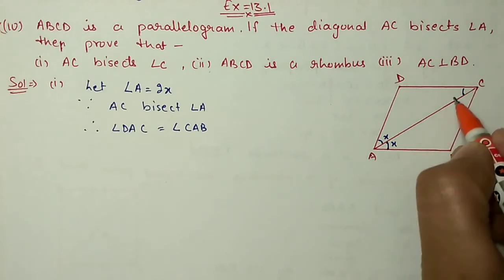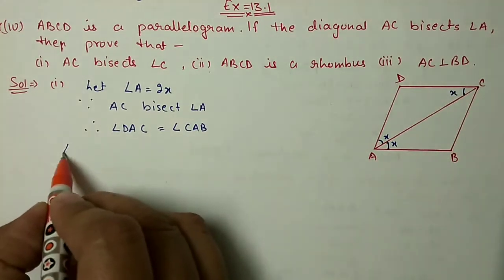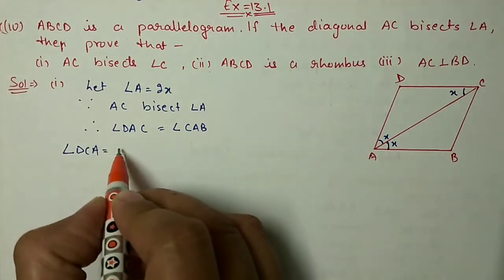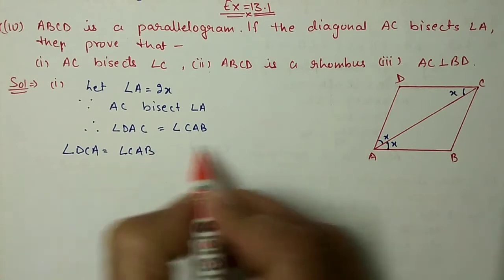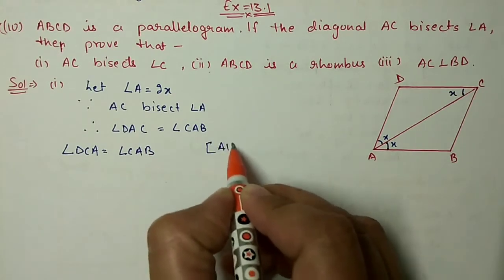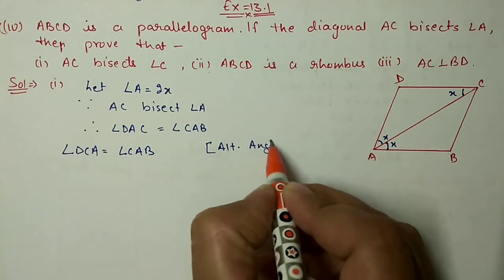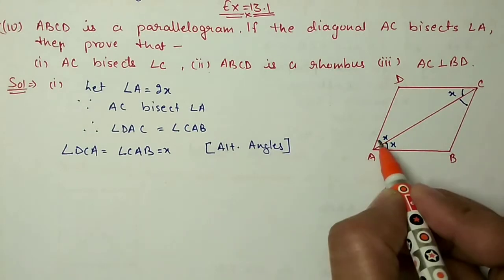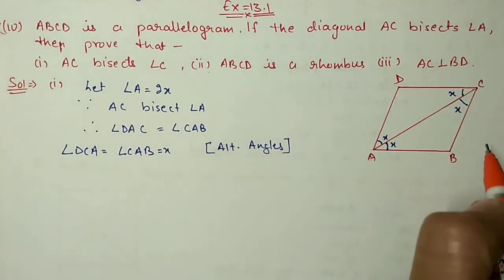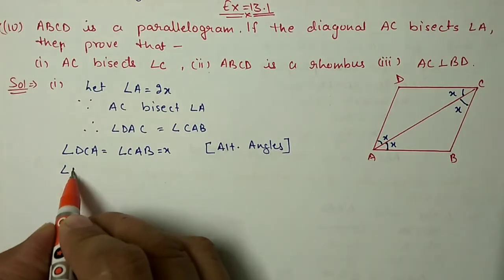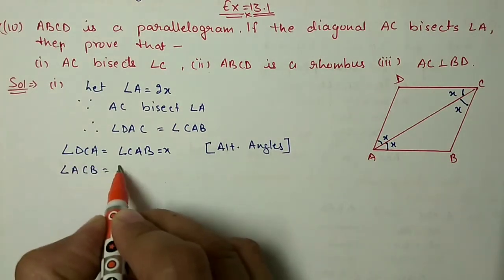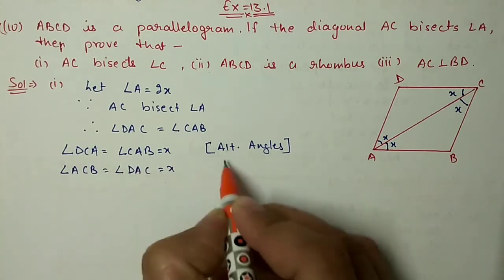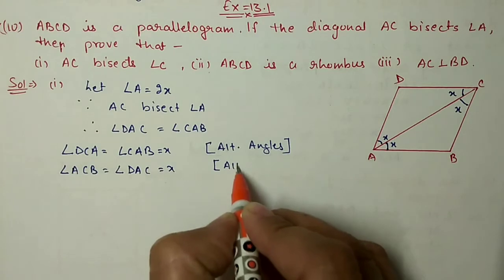Now because this angle is x, this one also will be x. These two are the alternate angles. Angle DCA is equal to angle CAB. These are alternate angles. Similarly, this angle and this angle will be alternate angles. They will be equal. So angle ACB is equal to angle DAC, equal to x. These two are also alternate angles.